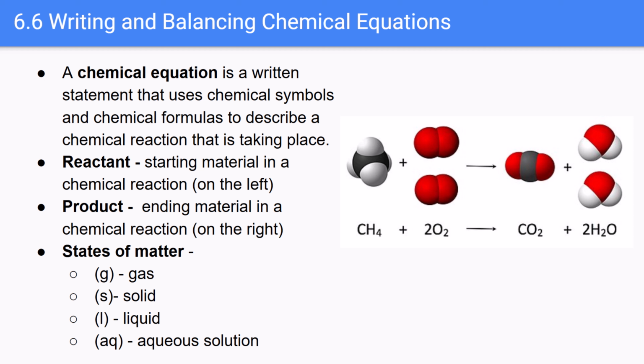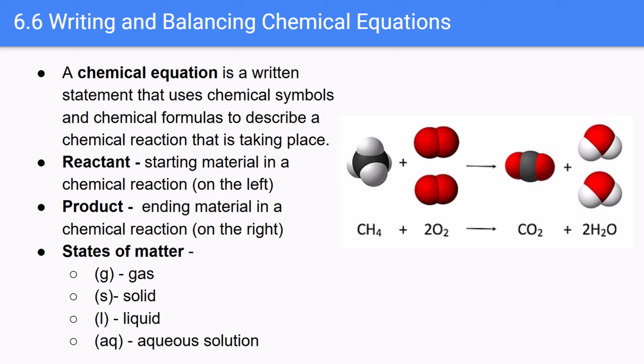Well, rather than having to go through and explain that orally or utilizing words to describe that, we can write out the formulas and write a chemical reaction utilizing a couple of conventions. We use the term reactant to describe the starting material in a chemical reaction, that is the material that is on the left side of the arrow, and we use product to describe the products or the ending material of a chemical reaction, which is on the right-hand side.